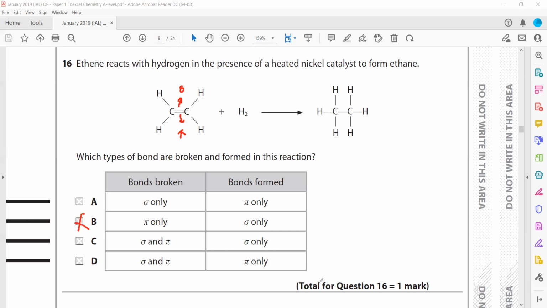If a double bond were formed, then it would be sigma and pi, both bonds would be formed. But whenever there is a single covalent bond, it is always a sigma bond.